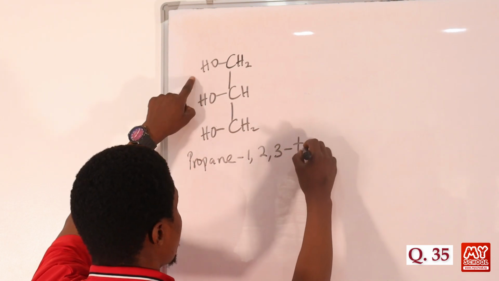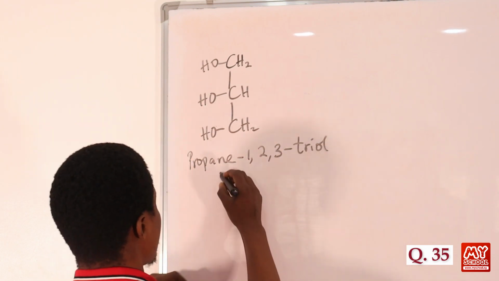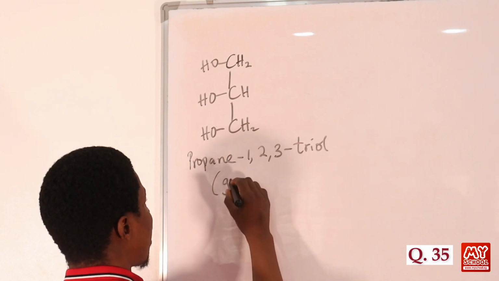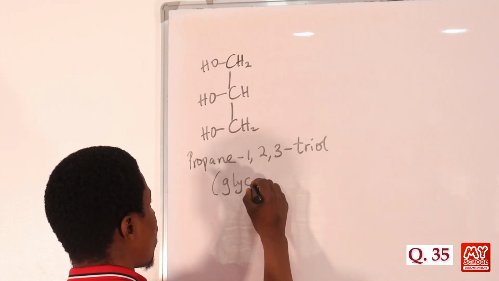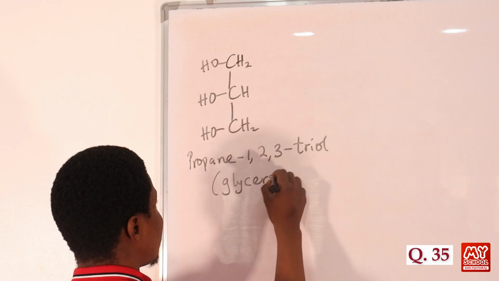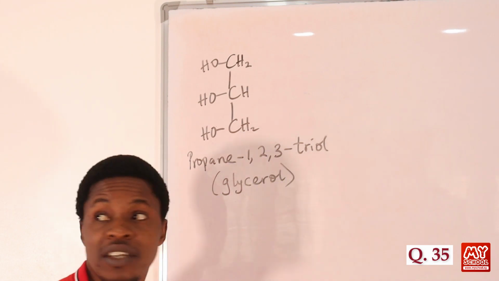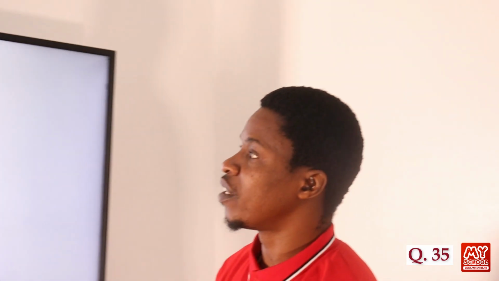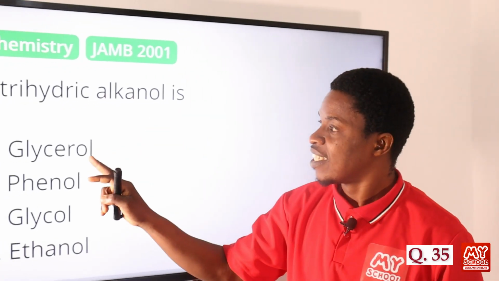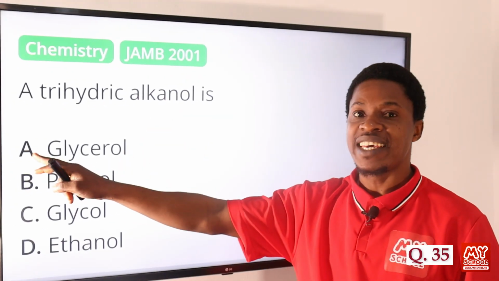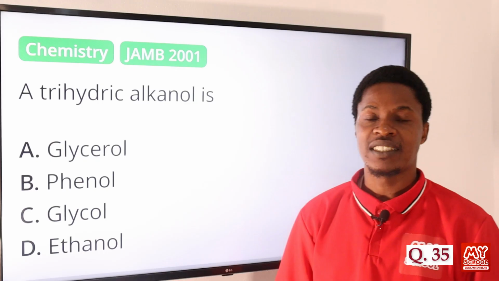So we have 3 of them, triol. In other words, propan-1,2,3-triol is also referred to as glycerol. Propan-1,2,3-triol. So a trihydric alkanol, let's move to the screen, is glycerol. Option A is the correct answer.